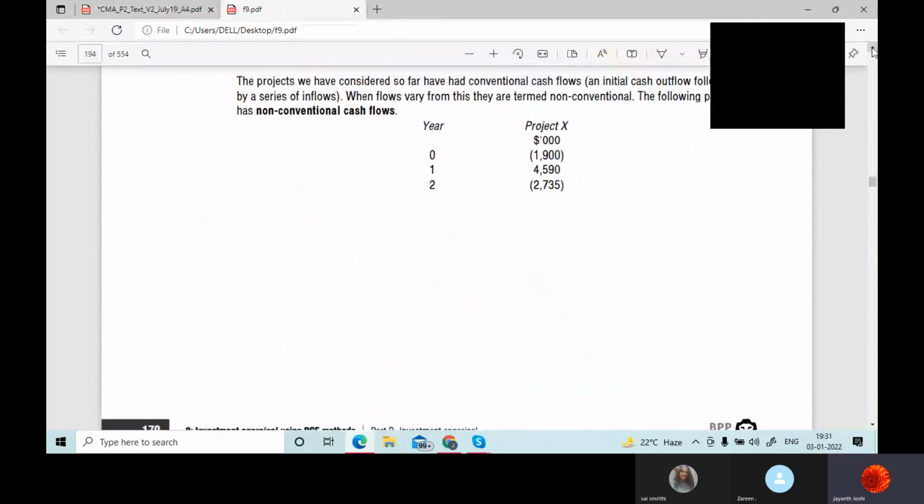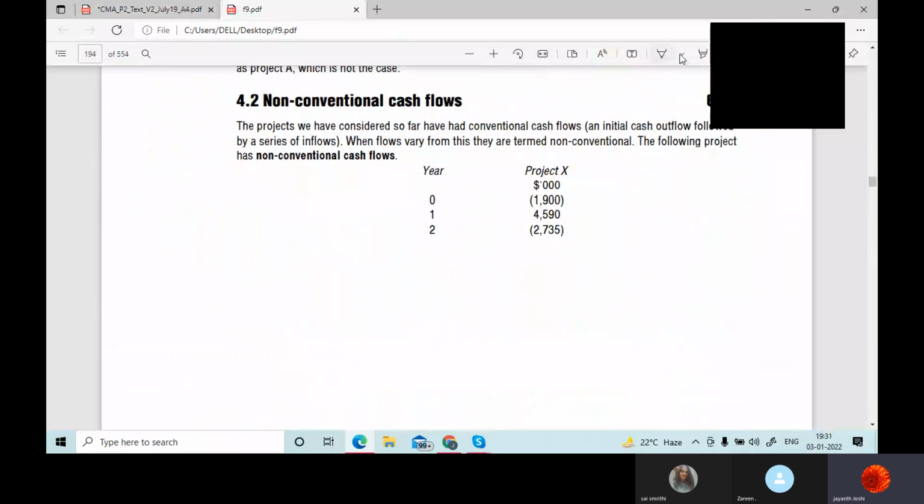See, you can see something here. Non-conventional cash flows. So here the investment has been done. It will be a negative cash flow, as understood. Here you got the positive inflow. Here you got the negative flow. Instead, here was an outflow, it seems.